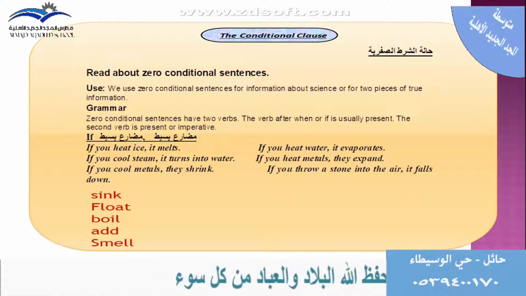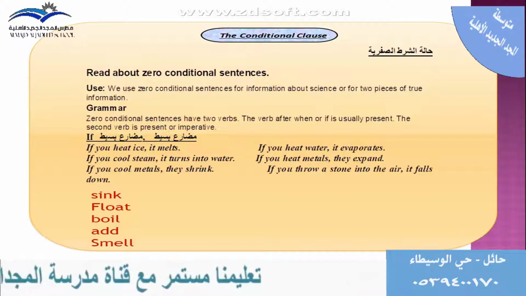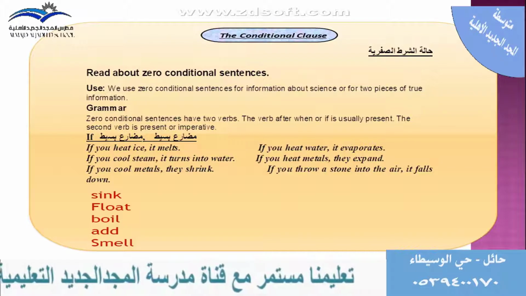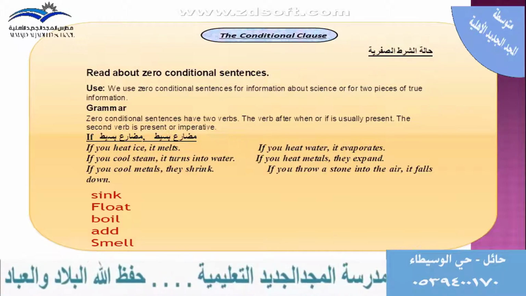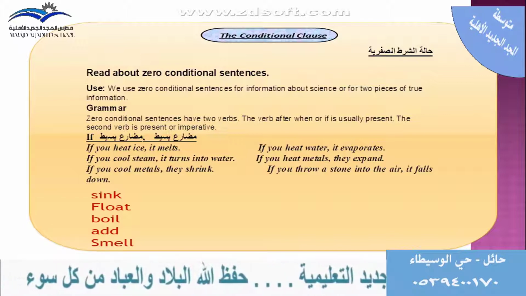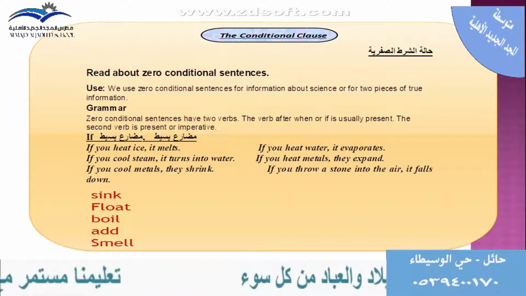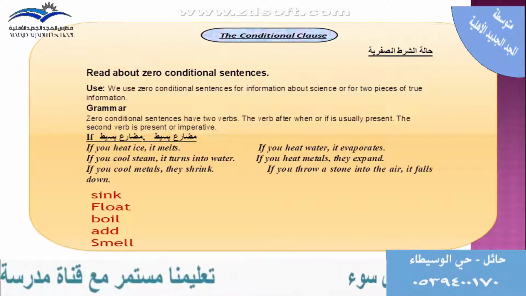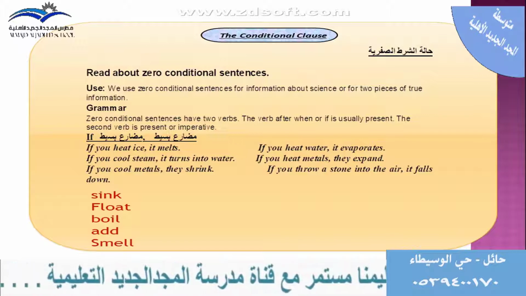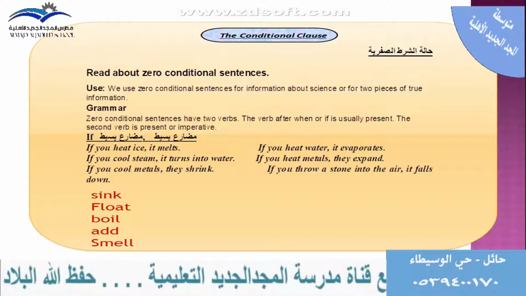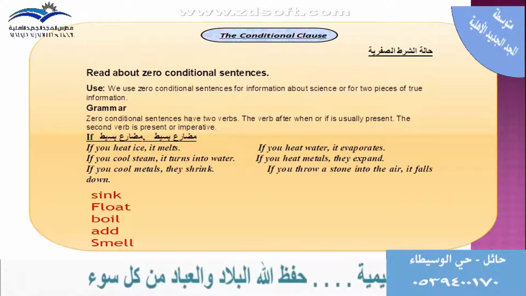Now, my dear students, we are going to talk about if. We have 3 conditionals for if. But today we are going to study the zero condition. When we speak about the zero condition, we use the zero conditional sentence for information about science or for true information. بنستخدم الحالة الصفرية لنعبر عن أشياء حقيقية وأشياء لا تحتمل الاحتمال، فإننا نستخدمها for true information, for facts.